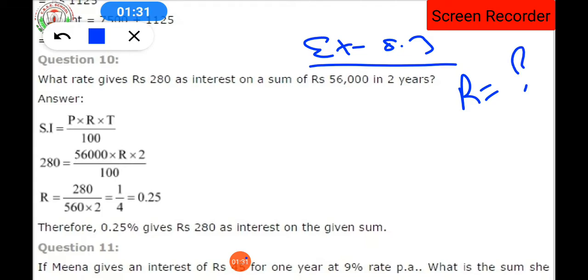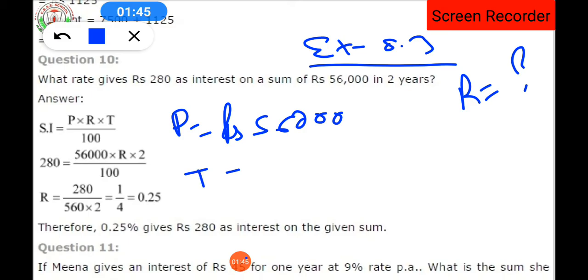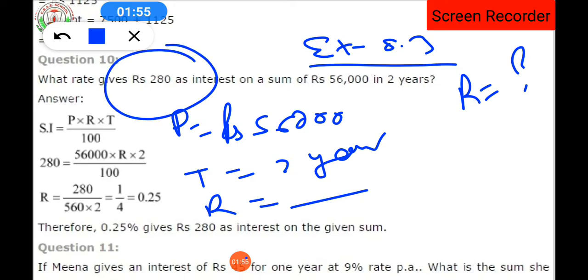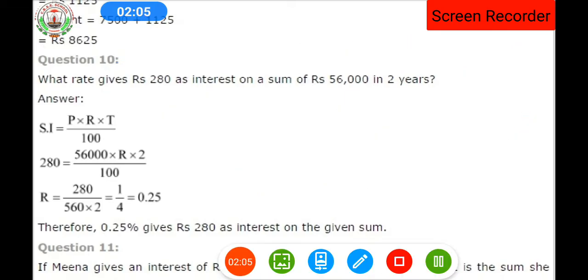If you want to consider R, you can consider R, or any unknown alphabet, that is X, you can consider. So as we know that here sum, that means it will act as the principal. So principal is given rupees 56,000. Time is given 2 years, and rate we have to find out. Now, it is also given what gives as interest. As interest, that means the simple interest value is given as 280. Clear everyone? Again I will tell you.